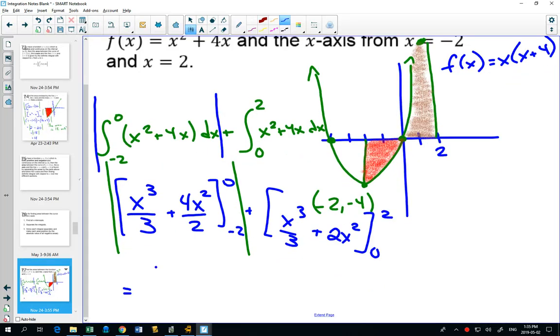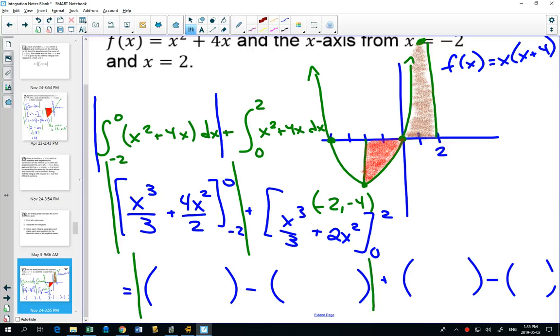That's going to equal, first one, something minus something, plus the second one, something minus something. I sometimes make my brackets at the beginning just to remind myself what I need to do. I might even then add those absolute value bars to say inside the green absolute value bars represents the first part. Now, plugging in 0 is nice and easy: 0 plus 0. Plugging in negative 2, this will be negative 8/3 plus 16 over 2. And on the right-hand side, plugging in 2, 8 over 3 plus 8, minus 0 plus 0 would be 0.